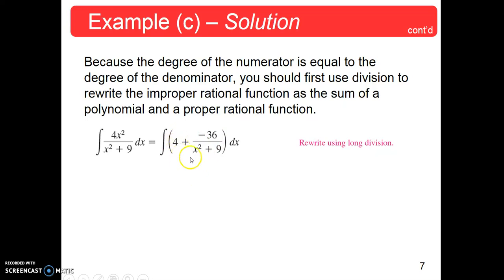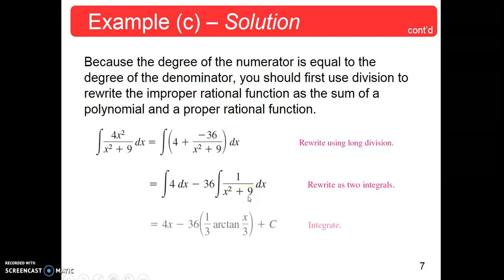Integral of 4 is easy, and then on this term you're going to use the arctan rule, where u is x, same as in the first one, and a is 3, with the constant 36 out front. Then you could simplify this a little bit with the constant 36. 36 divided by 3 is 12 right here, and so that integral is done relatively easily with polynomial division.